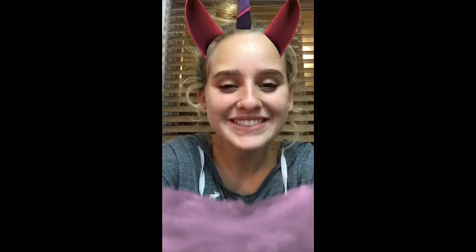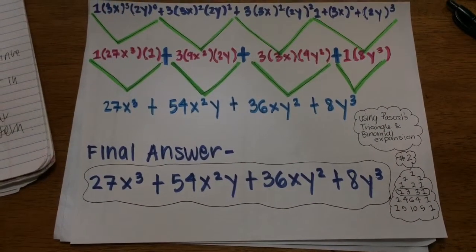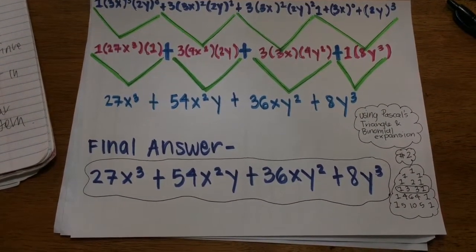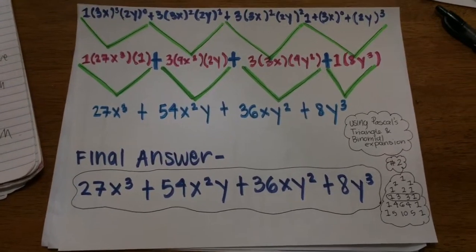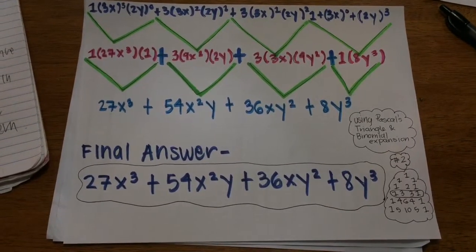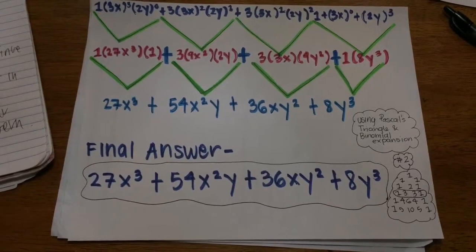Time for our second problem. Let's go. Okay, so for our second problem, we are basically doing the same thing as we did in the first problem, except we are using Pascal's triangle and binomial expansion instead of the double distribute method.